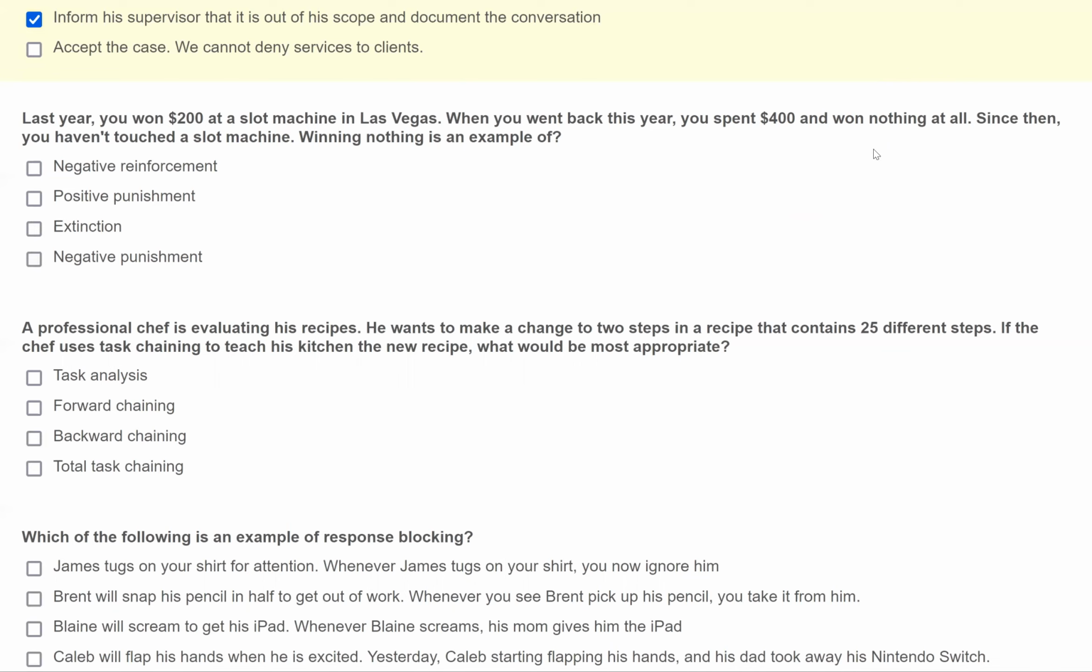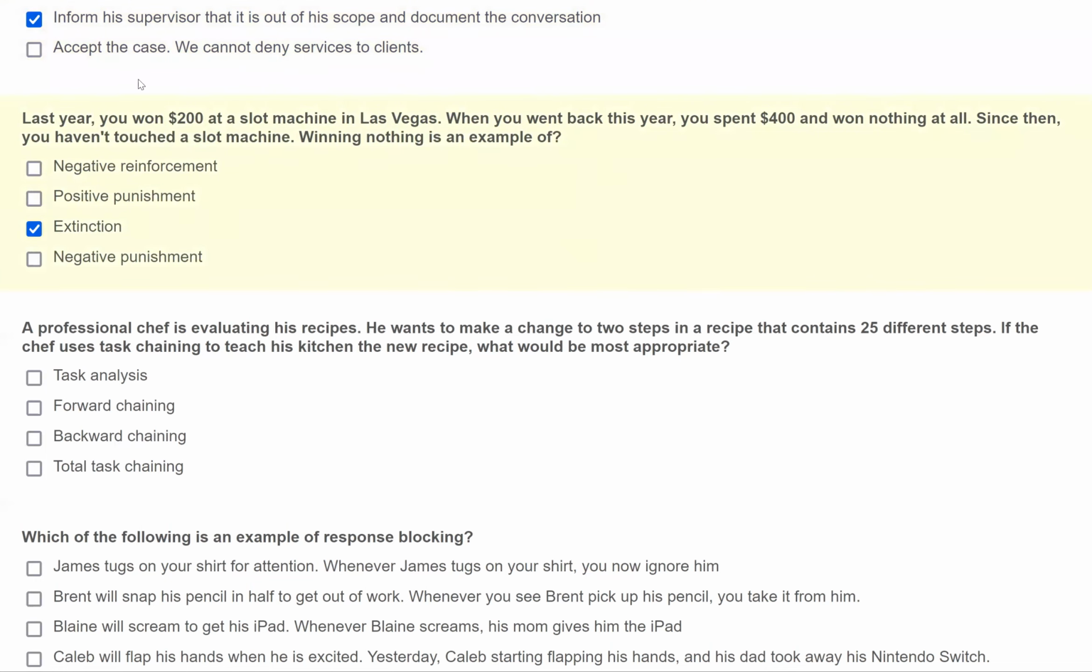Okay. Don't make the mistake of saying, well, you lost your money. That's not the consequence that stops you from coming back. Okay. Because we're looking at it in context of last time. Last time when you put money in, you won money. This time you didn't. So this time what happened? The winning was withheld. The reinforcement was withheld. And now you haven't touched a slot machine. So winning nothing is an example of extinction.